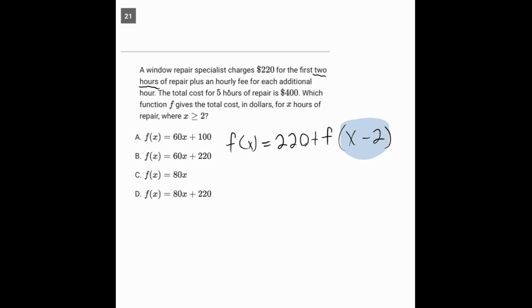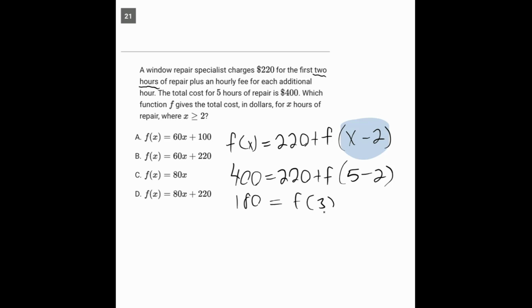Now we can plug in. After 5 hours, when x is 5, the total cost is 400, and then we can solve for the fee. So the whole cost is 400 when the number of hours is 5. So let's keep solving. Take away 220, 180 is equal to f times 3. Divide by 3, f is now 60.